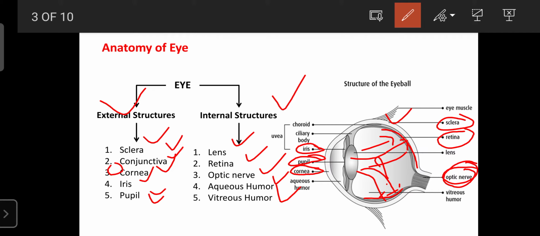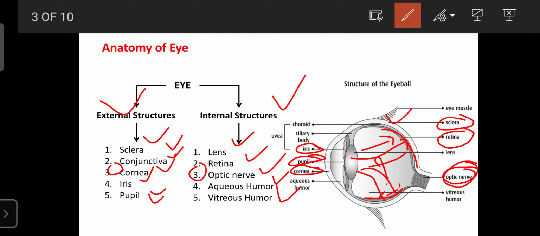So that's why the retina plays an important role in vision. Next one is the optic nerve. The optic nerve is a cranial nerve, located just behind the retina.